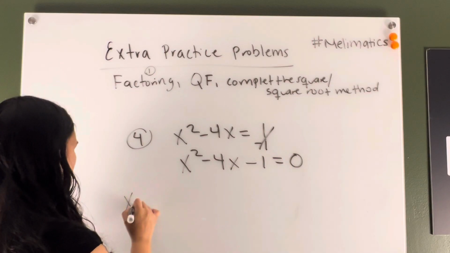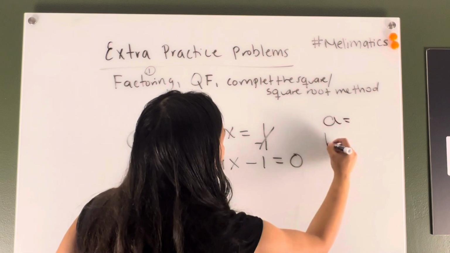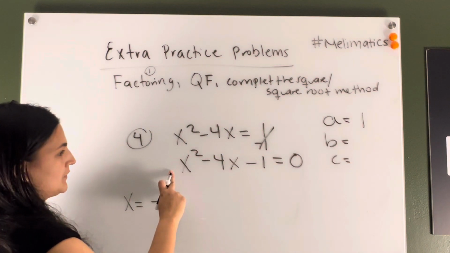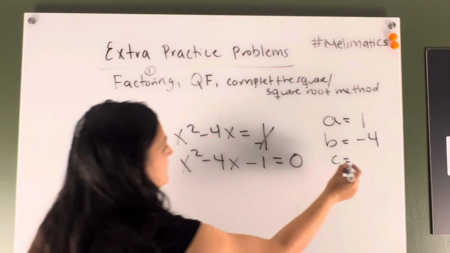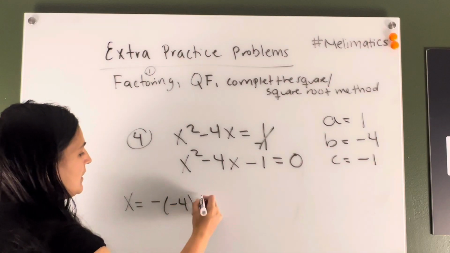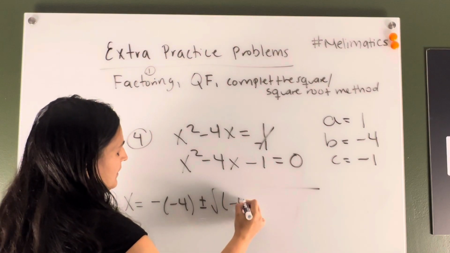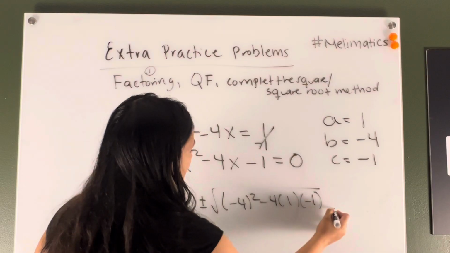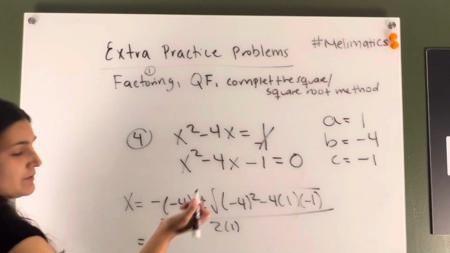So this is x equals negative b, right? So I'll put my a, b, and c over here. So a is 1, the number in front of x squared, b is negative 4, the number in front of x, and the c is just negative 1, right? So this is x equals negative b plus or minus square root of b squared minus 4ac all over 2a, right? And then now we just have to simplify.